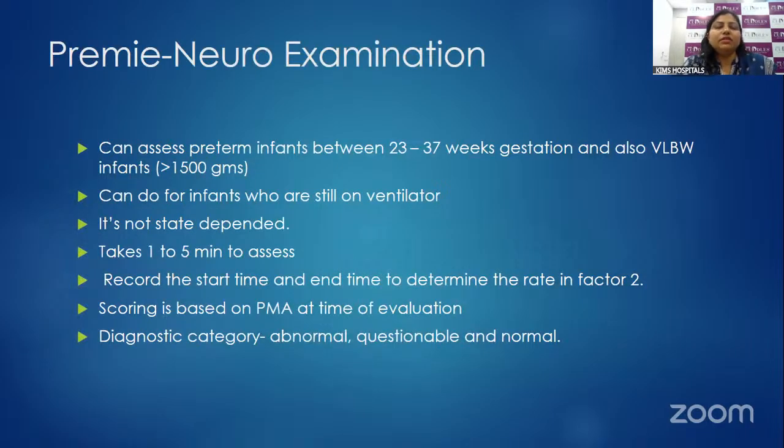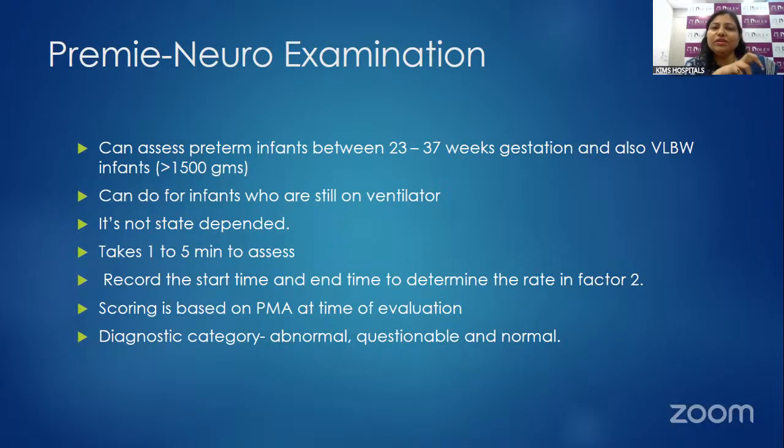Then next comes the primary neuro examination. It can be assessed in the preterm infant between 23 to 37 weeks of gestation, and also for an infant which is less than 1500 grams. This is the only assessment which you can do when the child is still on the ventilator, and it's not state dependent, and it takes 1 to 5 minutes to do the assessment.